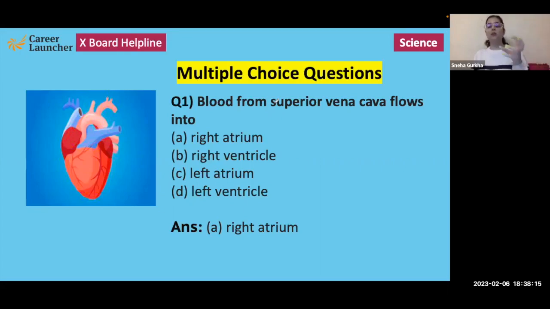So the superior vena cava brings deoxygenated blood from the upper part of the body and transports it into the right atrium. So the correct answer to this question will be: blood from superior vena cava flows into the right atrium. So the correct option will be A, right atrium.